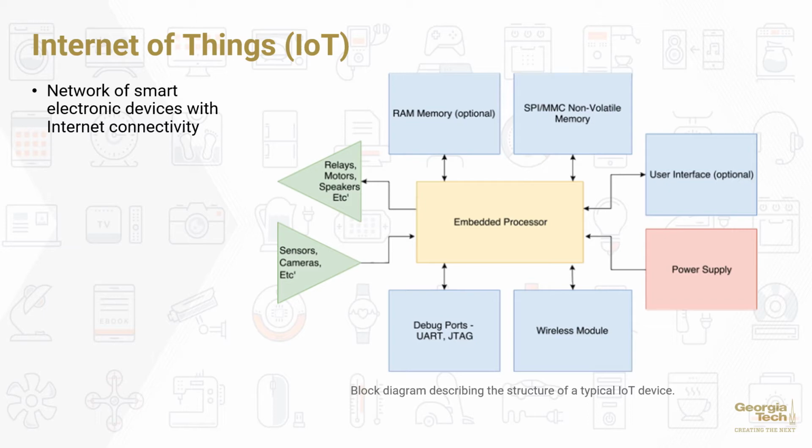For example, now you can easily find a smart door lock that allows you to access a traditional door lock, but with your mobile device. And other examples can just be seen in the background of the slide. The block diagram on the right shows what a typical IoT device is composed of. Essentially, it's a processor with inputs and outputs and wireless connectivity.